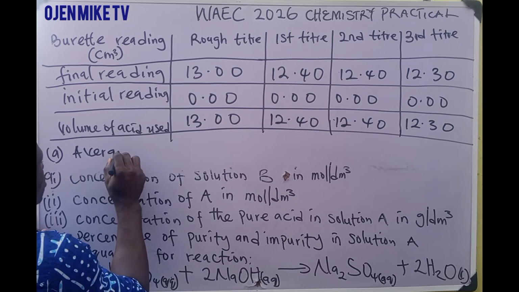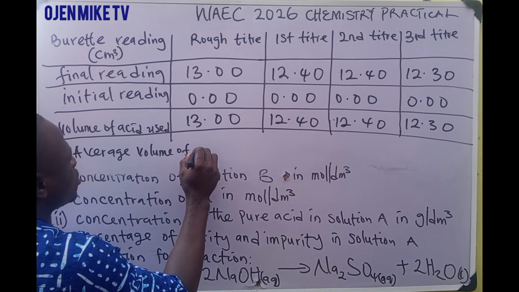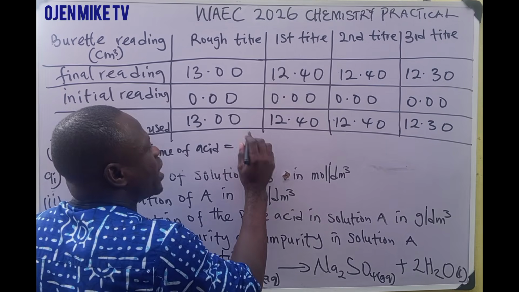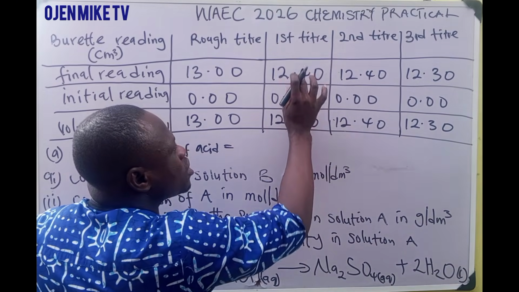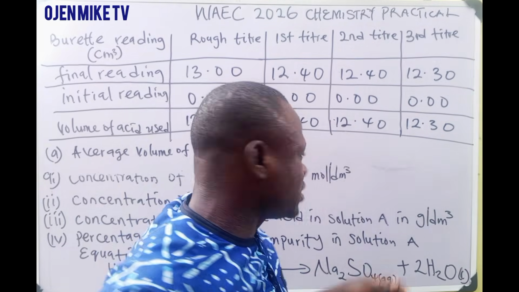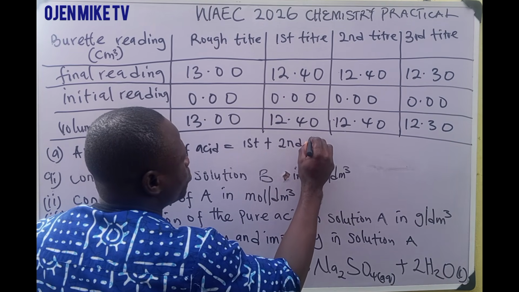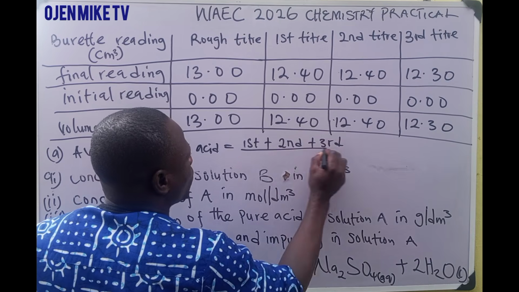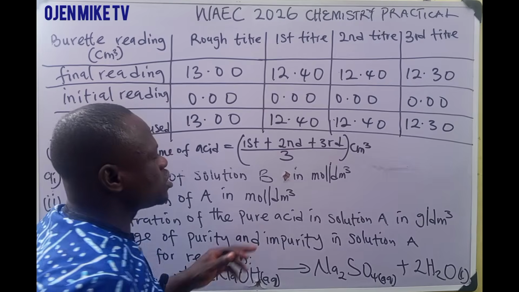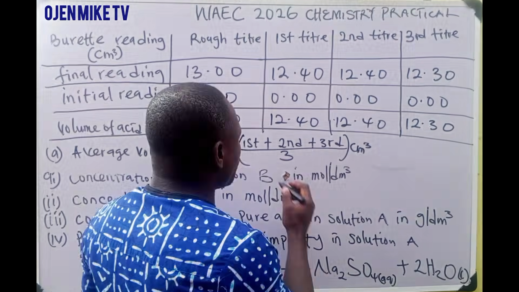Average volume of acid is equals to, what you are going to see is that first, don't use rough, use first, second, or you can use first and second divide by 2, or you can use first, second, third and divide by 3. So we have first titer plus second titer plus third titer divide by 3. At the end, you put the word CMQ. Please, it is very, very important. CMQ. You have to bracket and put the unit.